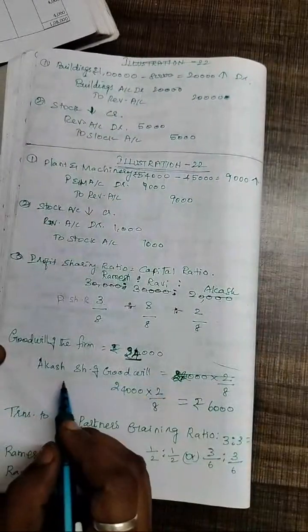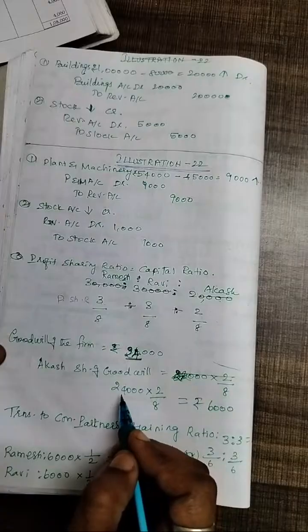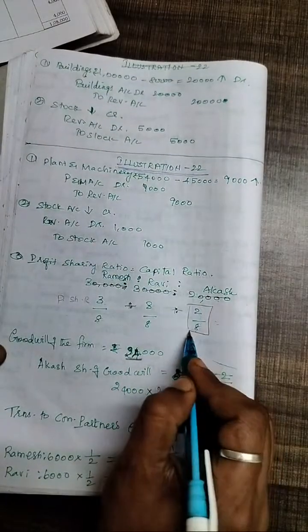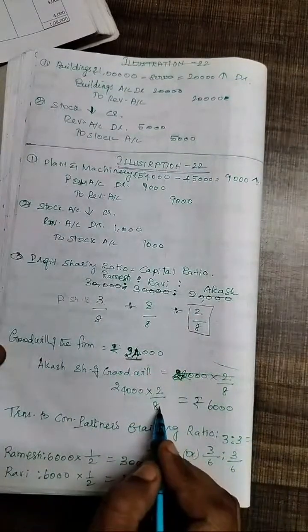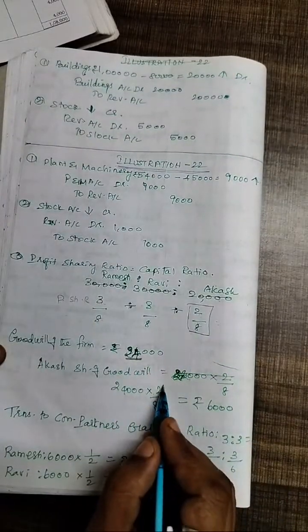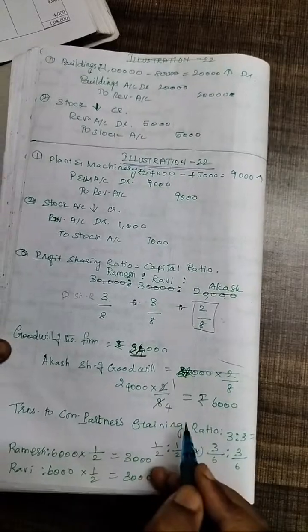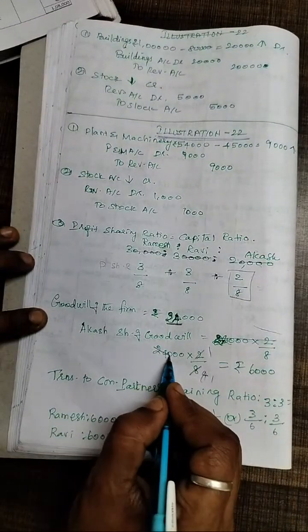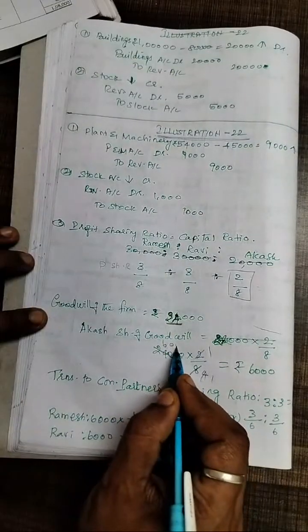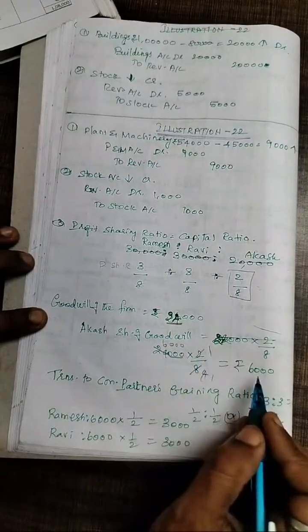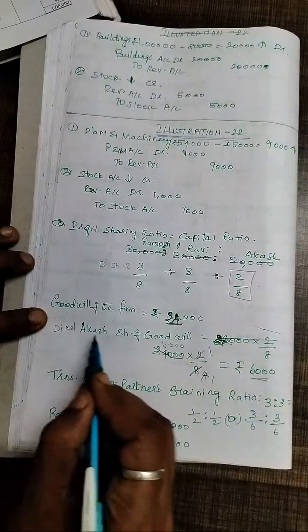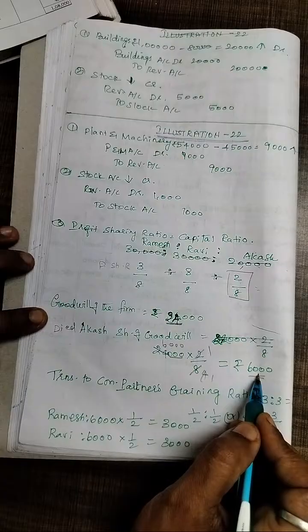What is Akash's share of goodwill? We will calculate the share of goodwill from 24,000. Akash's share of profit is 2/8. 1 2 is 2, 4 2s are 8. Then 1 4 is 4, 6 4s are 24, and a 0 is to be added here. So 6,000 into 1 is 6,000 rupees. So the deceased partner Akash's share of goodwill is 6,000 rupees.